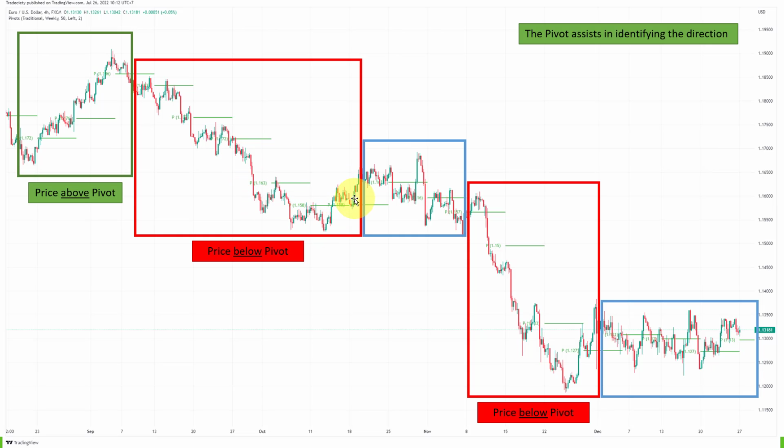And this is true until here. We break above it, we move higher. Here we trade a little bit around it during the range. Then the market falls back below the pivot point, we retest it as resistance, and then the new downtrend unfolds. So the pivot can be a very effective first filter.